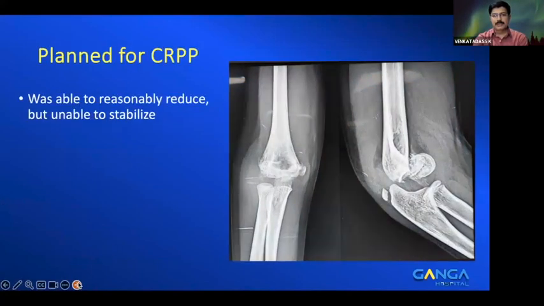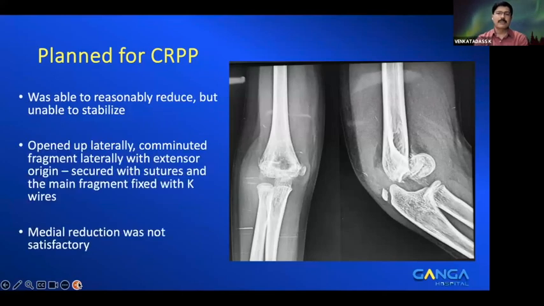Reduction was not difficult. The fellow said that he was able to reduce the fracture, but then the stability of the fixation was not adequate. We were not able to get a stable fixation by percutaneous methods. So this was a difficult fracture. When I went back into the OR and opened up the fracture, we saw that there was lateral comminution and there was avulsion of the muscles as well. So we had to suture it and then secure the fragment to the main fragment.